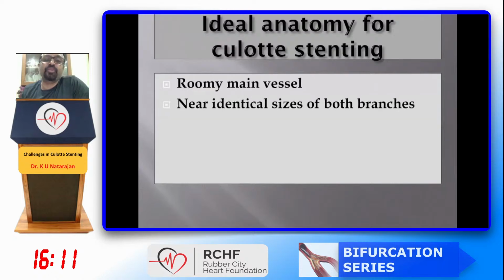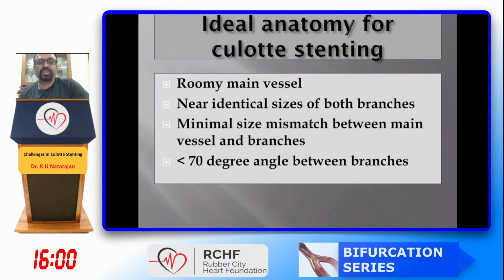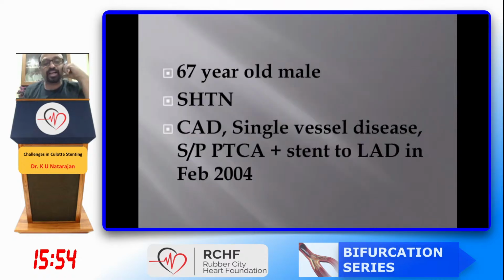The ideal anatomy for Culotte stenting is a roomy main vessel, near identical sizes of both branches, minimal size mismatch between the main vessel and the branches, and less than 70-degree angle between the branches. So these are the important anatomical determinants before we embark on a Culotte stenting strategy. With this background, we'll go through a case.